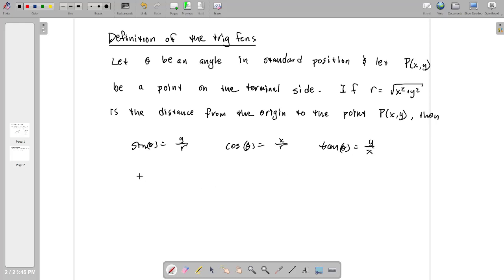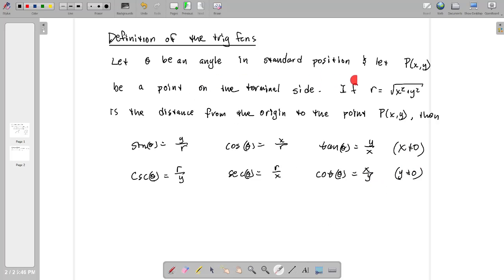And then we have the reciprocal functions. Cosecant theta is r divided by y. Secant theta is r divided by x. And cotangent theta is x divided by y. Now for secant and tangent theta, x cannot equal 0. And for cotangent and cosecant, y cannot be 0. Otherwise, we would have an undefined trig function, expressing what the domain is.